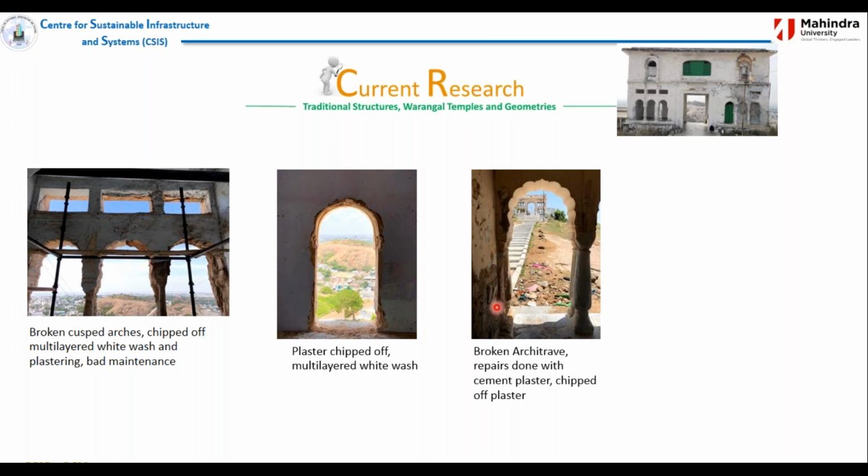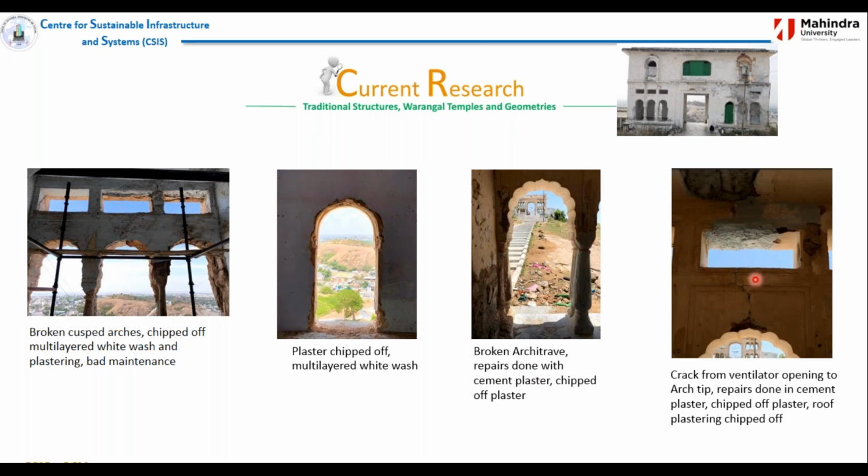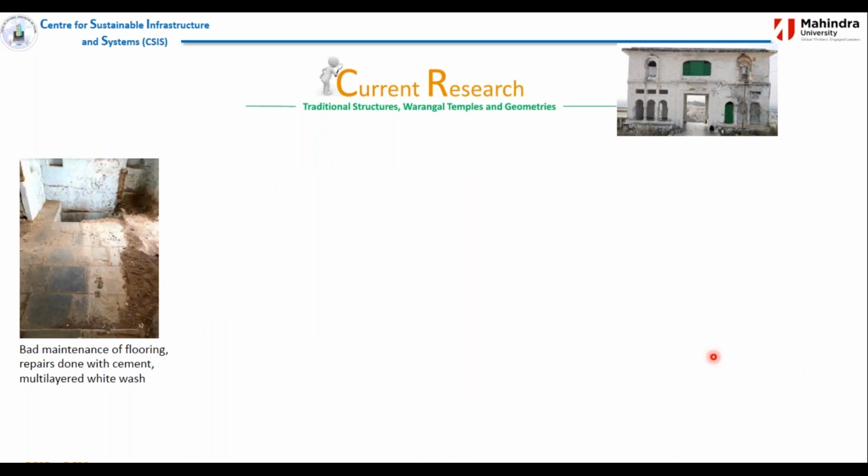So we have also seen certain stones that have broken, and there are certain places where cement was used to conserve. Now you can also see the crack in this. So the crack runs from the ventilator opening to the arch tip, and the repair was done with cement. So what we did was, if there was a crack, we wanted to know whether it was a stone crack or just a crack on the surface. When there was a stone crack, we drilled the stone, a rod was kept inside that, and plastering was done.